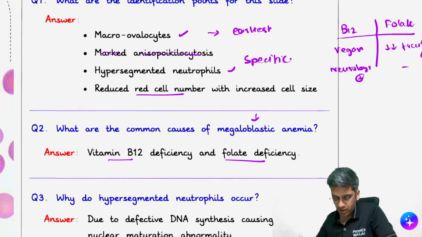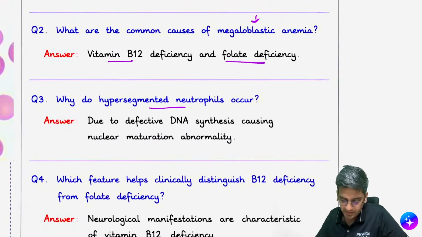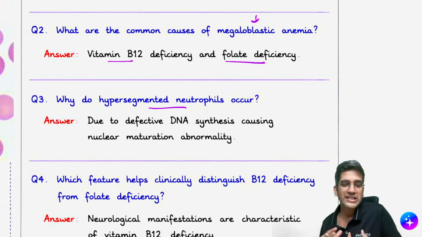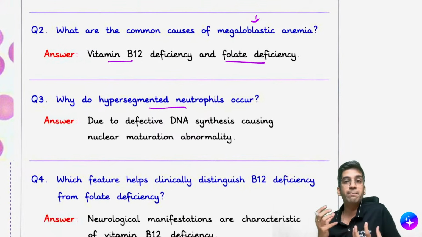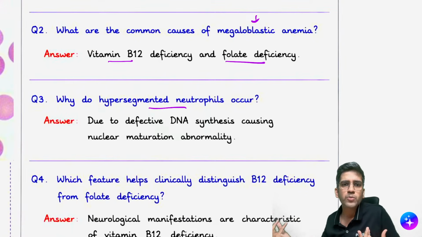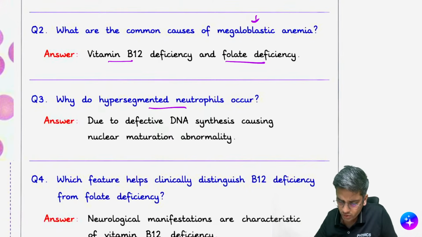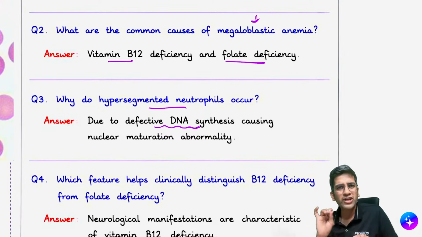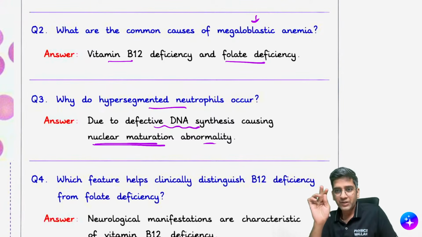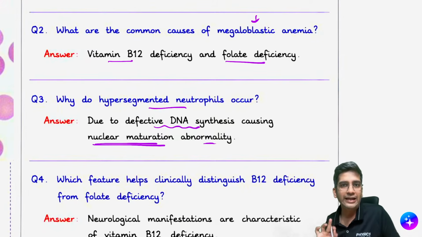Fine, perfect. Why do you call it, and why do we see hypersegmented neutrophil? It's simple. The name says megaloblastic, right? So the blast is very big. The nucleus is very big. So obviously when it lobates, the lobes also will become very big. That's all right. It's due to defective DNA synthesis, abnormal DNA synthesis, actually nuclear cytoplasmic asynchrony, and I have nuclear maturation abnormality. Inside, you ask me a question, I'll link it here only.